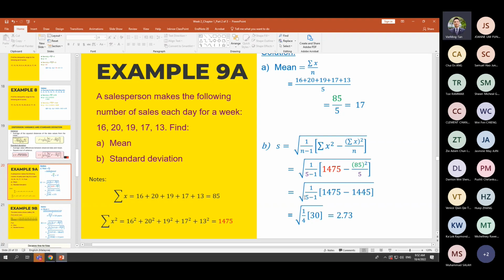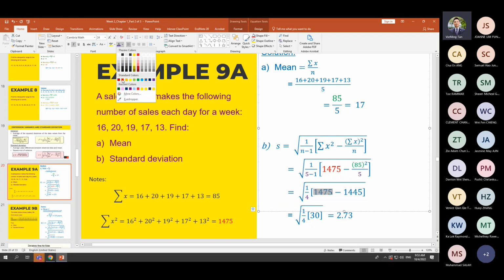The square root is still there. 5 minus 1 we can simplify, you get 4, positive. For 1475, I would suggest don't do anything first, just let it be there. We simplify 85 power 2 divided by 5, and you'll get 1445. This is the way you check your answer.